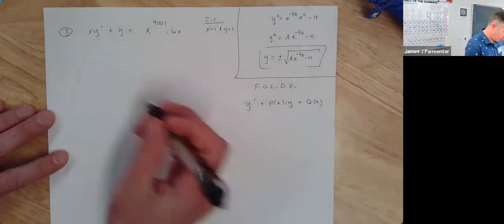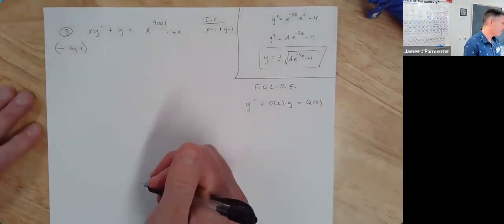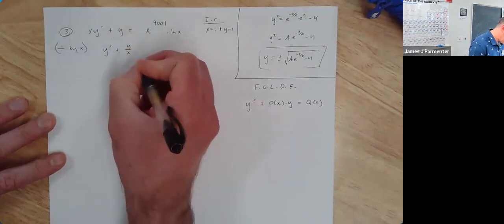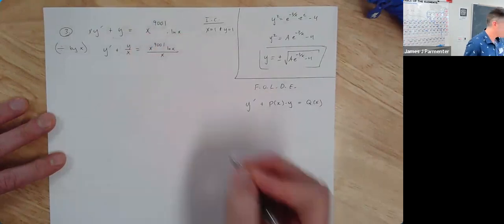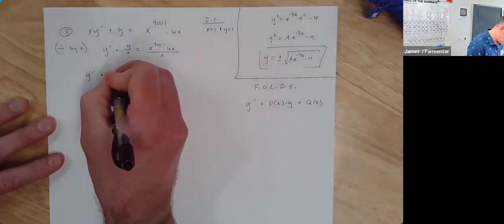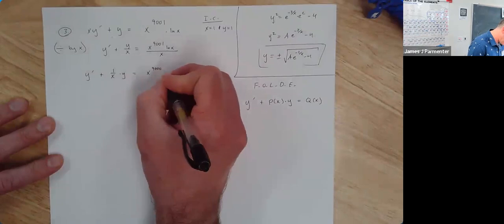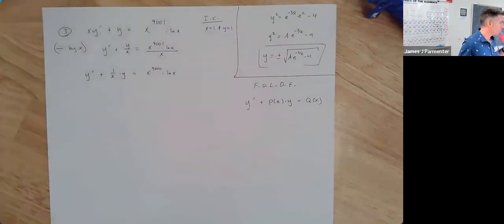So to get from here to there, I'm going to divide everything by x, or whatever is the coefficient of y. If I divide everything by x, I'm going to get y prime plus y over x equal to x to the 9,001 times natural log of x divided by x. Now I should simplify this before I do anything else. I'm really going to write this as y prime plus 1 over x times y equal to x to the 9,000th power times the natural log of x. And now we do see it's in the first order linear differential equation format.